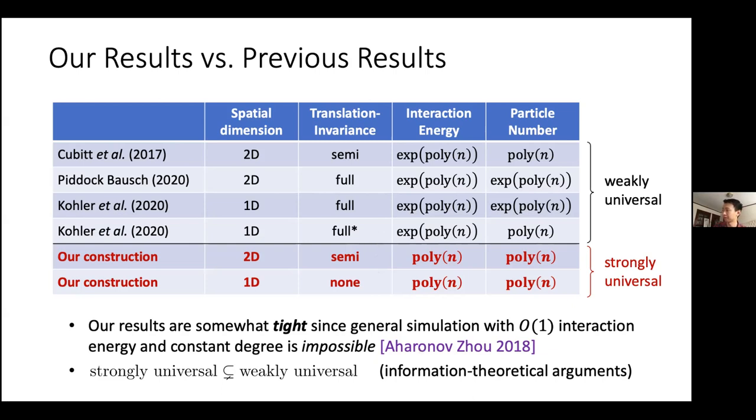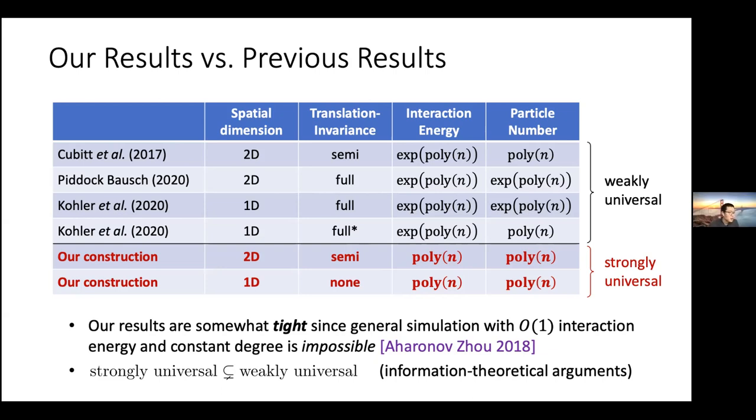Okay. And a question from Norbert Schuch. What about not constant energy, but for example, log n energy? Yeah, that's a good question. I guess that's definitely open. We don't really know, but my personal guess is that it probably wouldn't work either. I think there's maybe a way to tweak the impossibility proof to show impossibility for log n, but I am not sure.